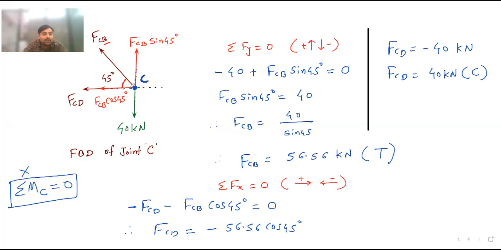That is why the moment of all these forces will become zero. So therefore this equation is not helpful for us. That is why we restricted ourselves to summation Fy = 0 and summation Fx = 0. So I told you to find a joint where the number of unknowns should be two, because we can use only two equations, Fx and Fy. Even though moment is there, it is of no use to us. OK, I hope it is clear to you now.